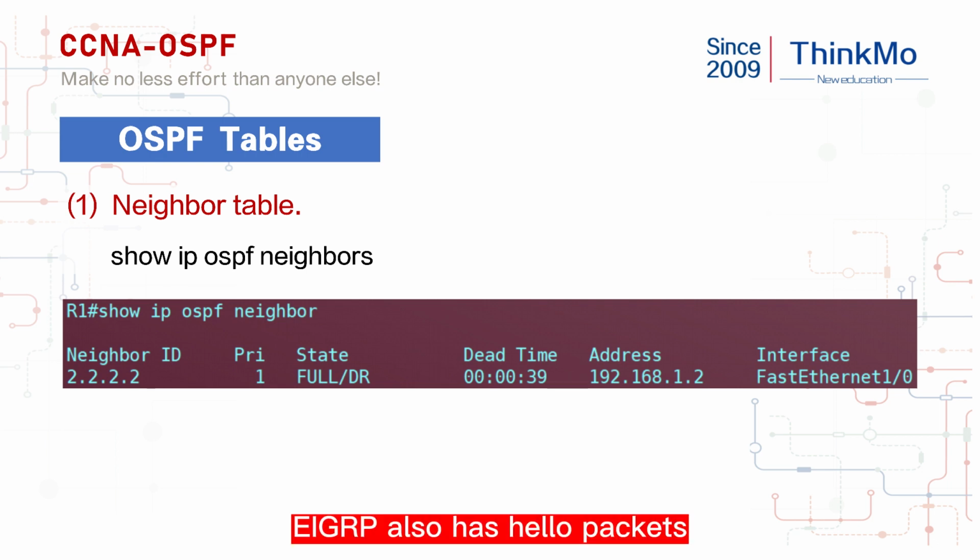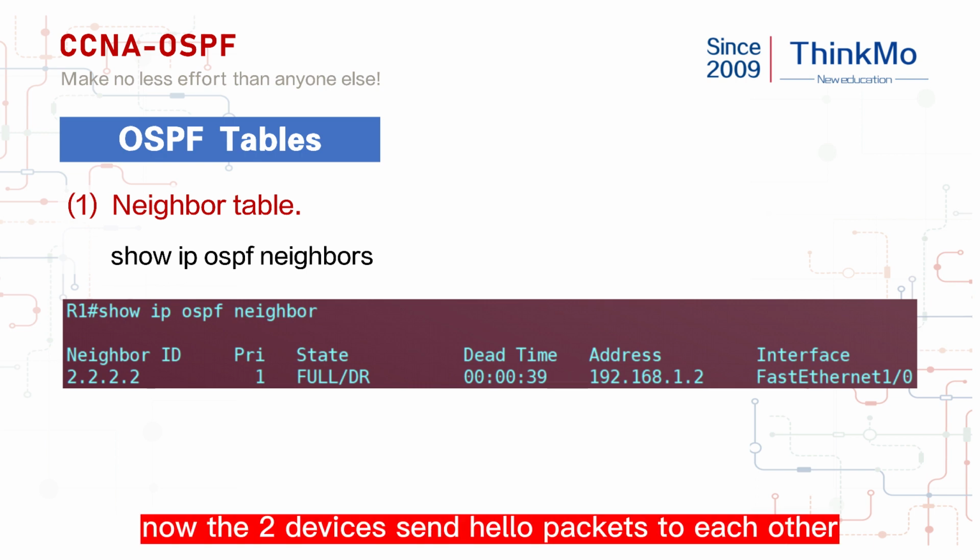EIGRP also has hello packets. It's just that it is sent every 5 seconds, with 15 seconds to declare death. OSPF sends once every 10 seconds, with 40 seconds to declare death. So the 39 you see here is a countdown.